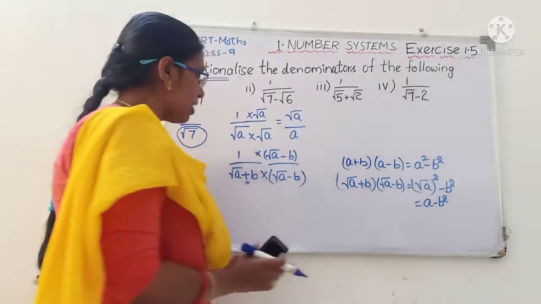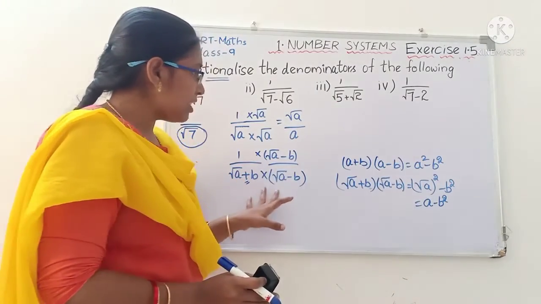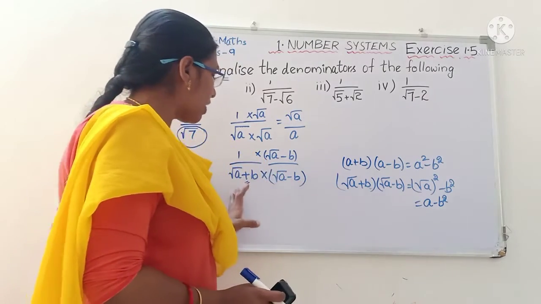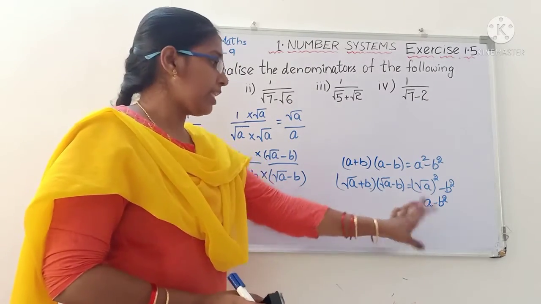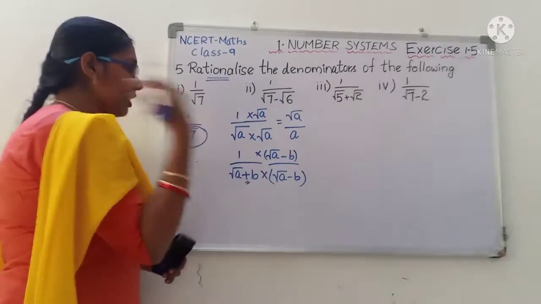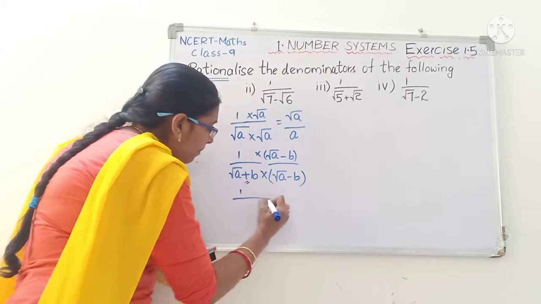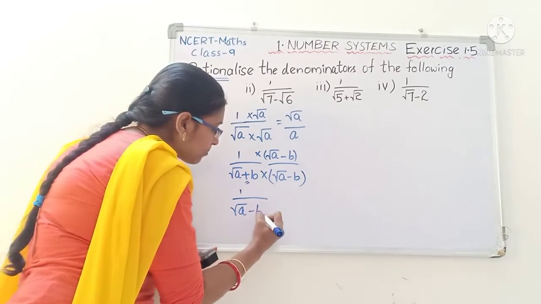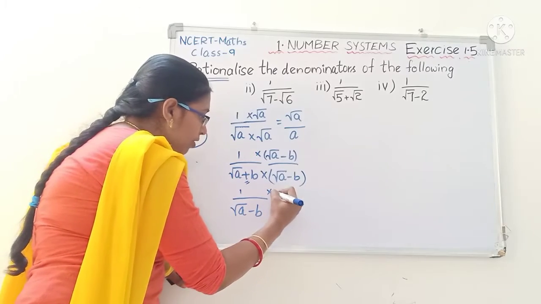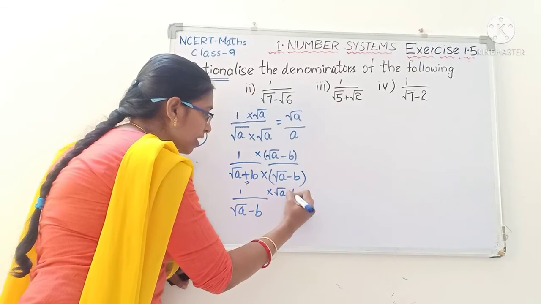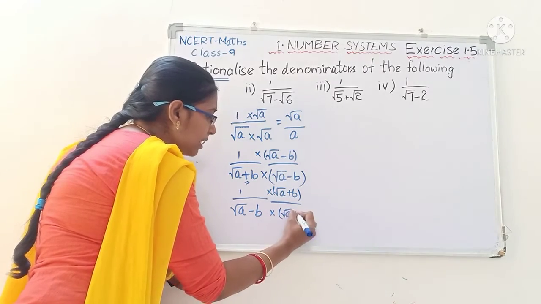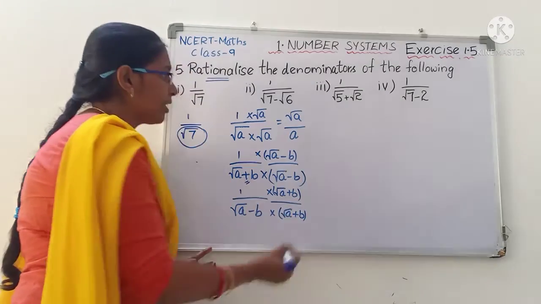So root is not there now. If you multiply these two, you will get a minus b square. So root a plus b is converted into a rational number now. Just change the sign and multiply. If it is 1 by root a minus b, what do you do children? Just change the sign and multiply. Root a plus b in the numerator and also multiply the denominator with root a plus b. We will just change the sign and multiply.